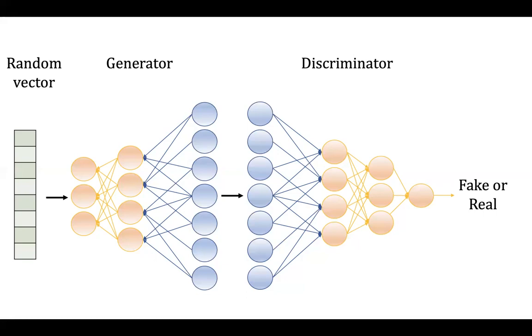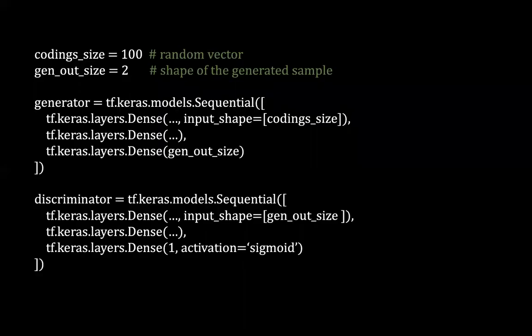As you can imagine, this is pretty easy to implement in Keras. First, we decide what is the size of the random vector. Here we decide that it's 100. Then we have to decide what is the shape of the output sample for the generator. And then we can just stack dense layers, and the last dense layer of the generator should have the shape of the generated data point. The discriminator can also be just a stack of dense layers, but the last dense layer should be for the binary classification. So we have just one unit, one neuron with the sigmoid activation, which will return to us the probability of the sample being fake or real.